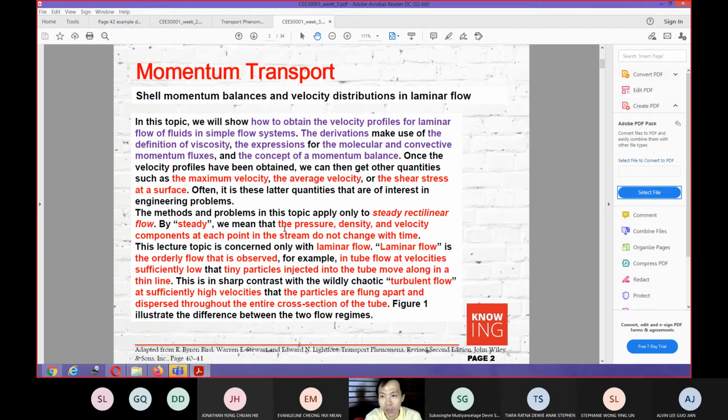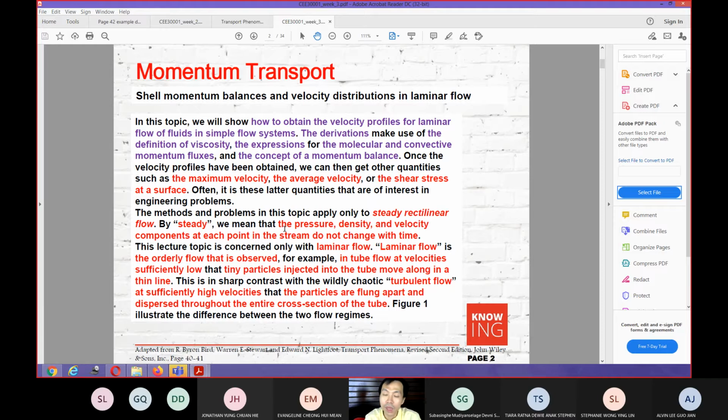So this is not like the introduction where we use macroscopic balance, but here we are going into the microscopic level. So we will have a velocity profile, okay? And once we get the velocity profile, we will be able to determine the maximum velocity, the average velocity, or the shear stress at the surface. The methods and the problems that we will show in these 3 weeks for the momentum transport are related to the simple system called a steady rectilinear flow.